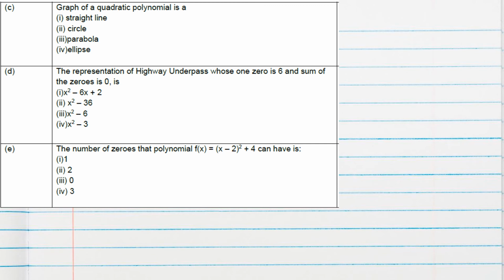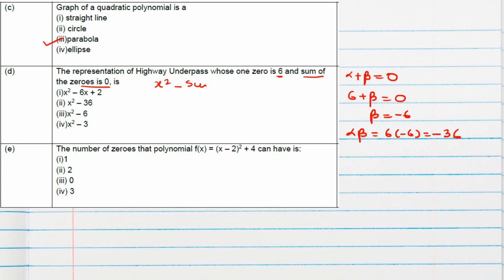The graph of a quadratic polynomial is a parabola. Representation of a highway underpass whose one zero is 6 and sum of zeros is 0. Sum of zeros is 0 means alpha plus beta is 0 and alpha is 6 suppose. So beta will be minus 6. So alpha beta we can write 6 into minus 6, that is minus 36. Why? Because to represent in polynomial form we can use this one: x square minus sum into x plus product of zeros. But the sum is 0, so this term will vanish here. The product is minus 36. So the second is the option.